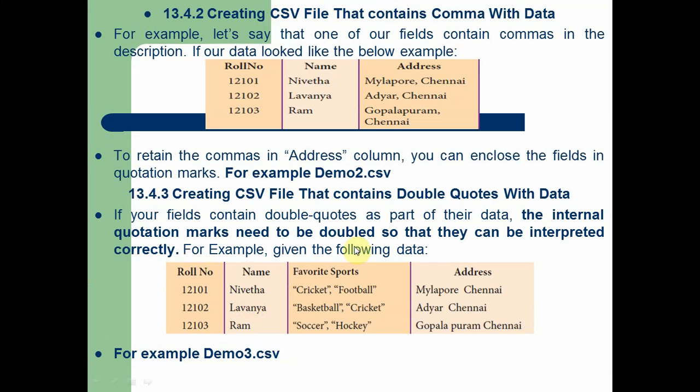Now we are going to see the next topic, creating a CSV file that contains double quotes. For example, our data itself contains double quotes. You want to create data with double quotes, for example, double quote cricket, comma, double quote football. The internal quotation marks need to be doubled so that they can be interpreted correctly. If any data contains double quotation, then you should enclose all the double quoted data within a single quotation. You can understand this concept by using the demo3.csv.